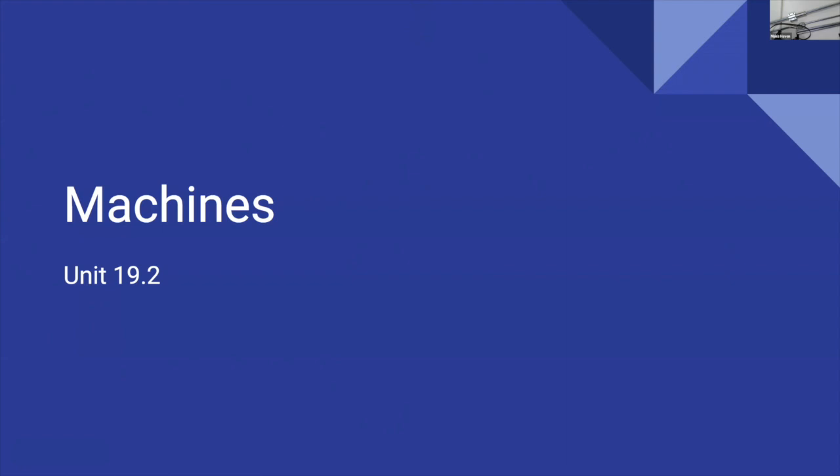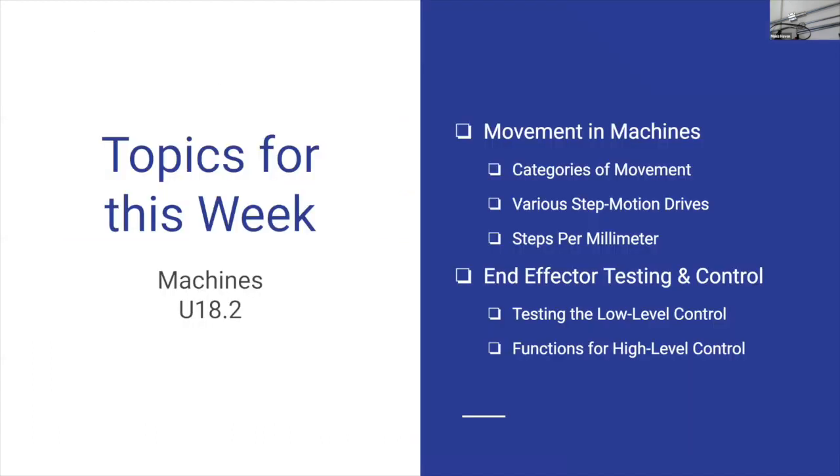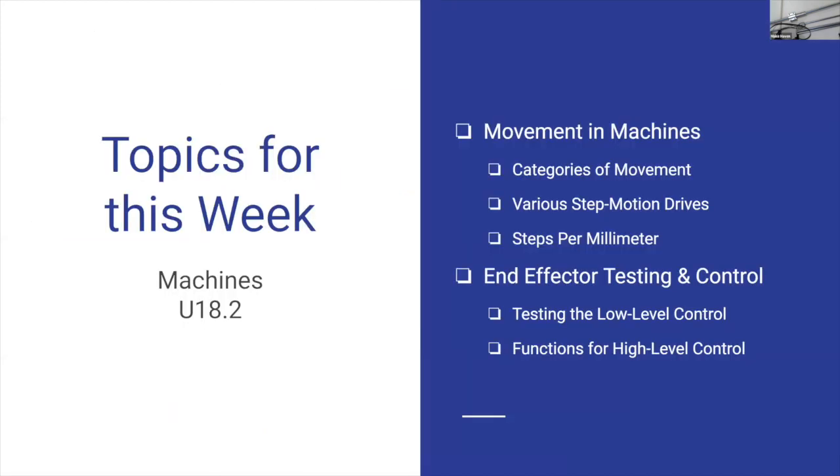But today we're going to focus on the next piece of what you're doing when you're building a machine. Some of this is going to look back a little bit on what we had done, but mostly it's going to look forward. Again, I like to think about building a machine with these different parts: the active components, the physical structure, and the code base. We're going to be thinking about each one of those pieces as we move through the project. Last time we talked about physical structure quite a bit. This is going to be a little bit more on the active components, so we're going to focus on the top of that triangle.